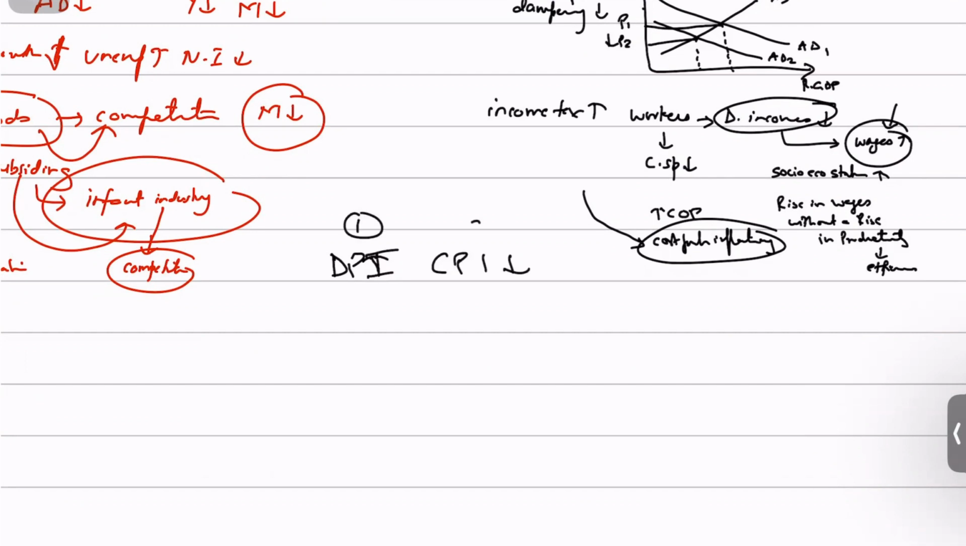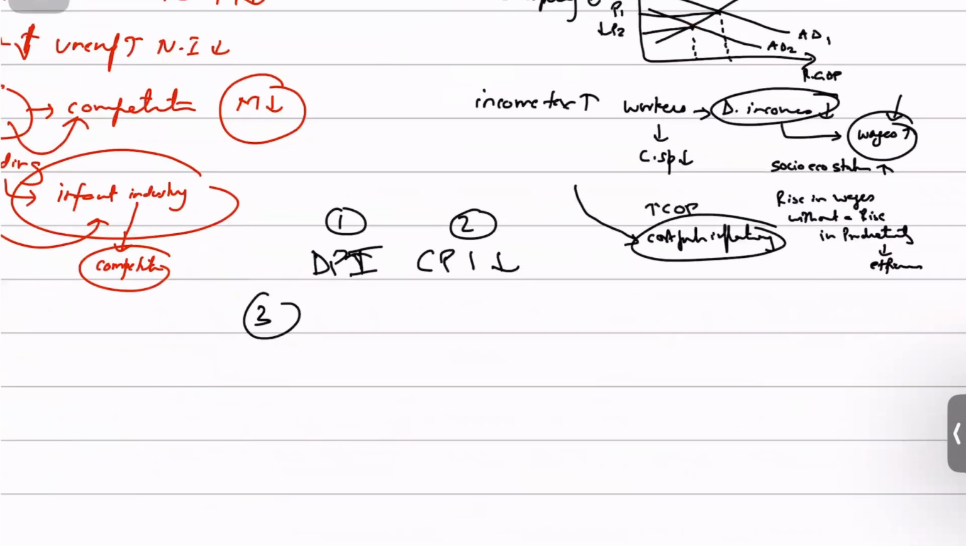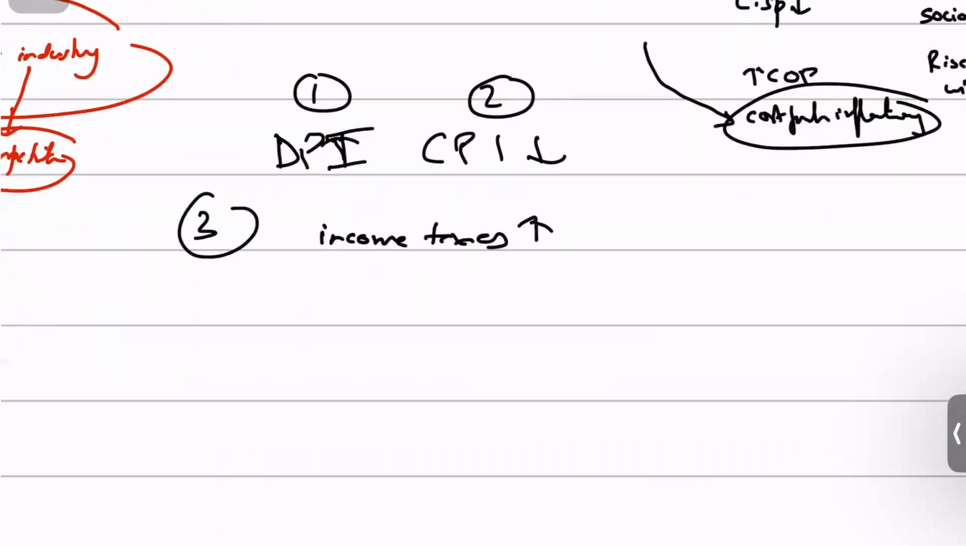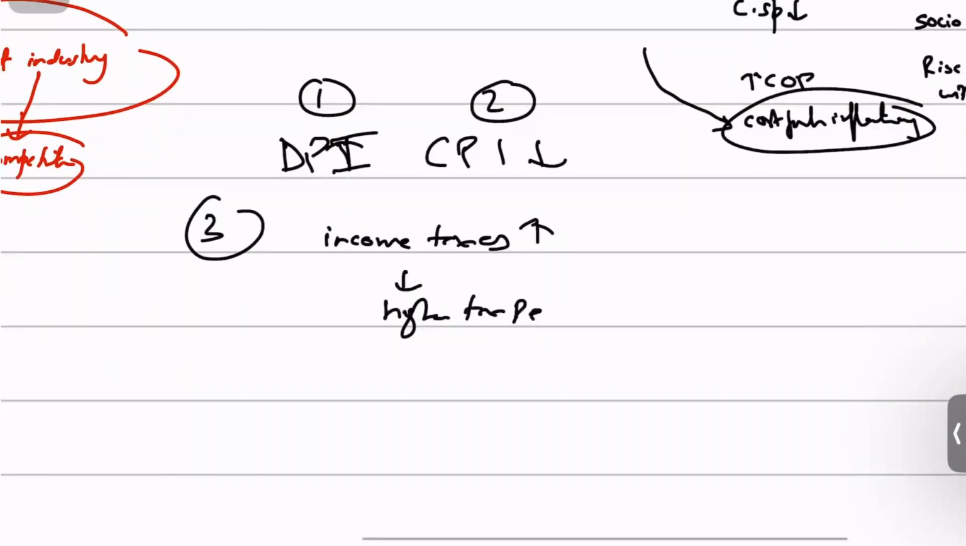There's another factor, the third factor that could happen, because it's a 6-mark question, right? A rise in income taxes, so 2 marks you could say for each point. A rise in income taxes would result in higher tax revenues for the government. Higher tax revenues for the government means that government spending would go up on the economy.